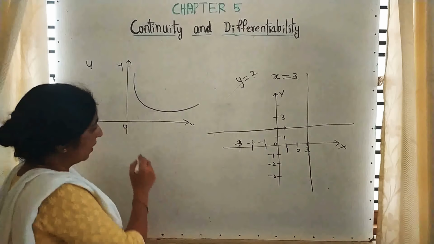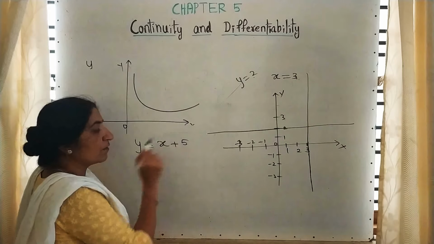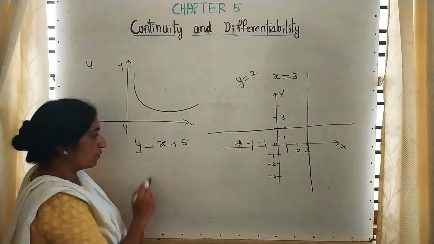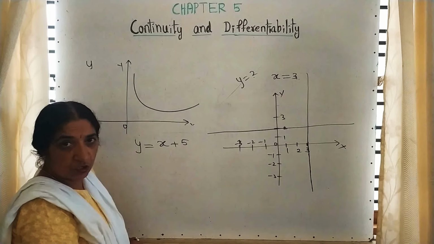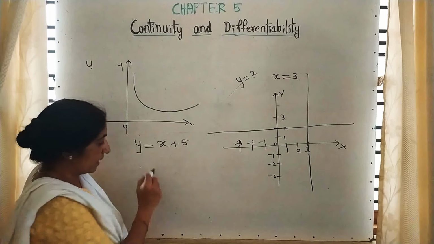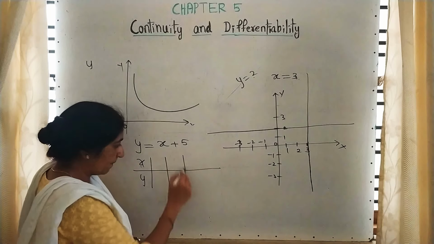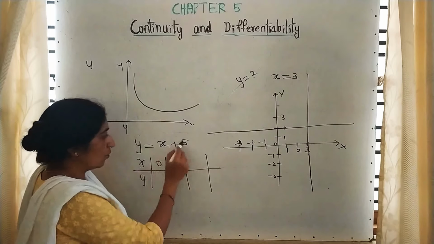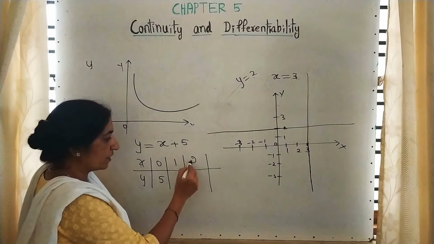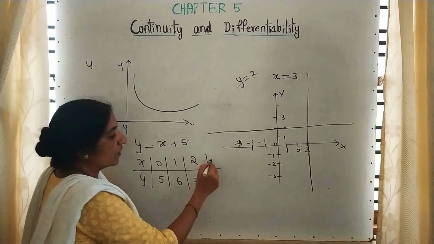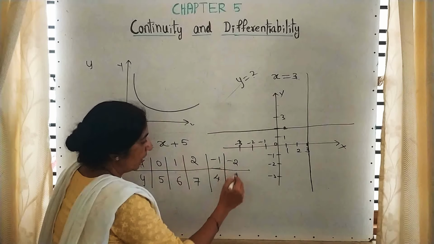See, I will explain one more equation. If y is equal to x plus 5, what is the power of y? 1. The power of x? 1. Is it a linear equation? A linear equation gives you a straight line. If you make a table: if x is 0, y is 5. If x is 1, y is 6. If x is 2, y is 7. If x is minus 1, y is 4. If x is minus 2, y is 3.